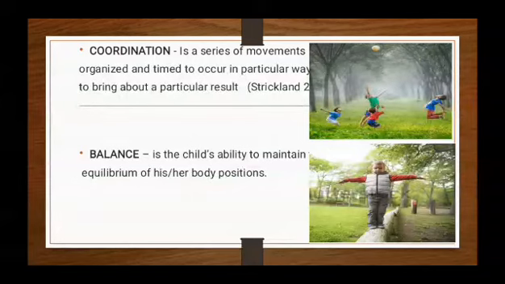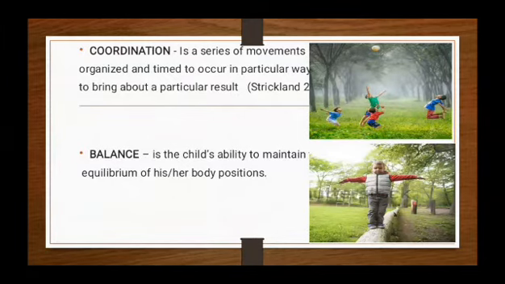Let us look into the definitions of different motor skills. Coordination is a series of movements organized and timed to occur a particular way and bring about a particular result, by Strickland, 2000. The more complex the movement is, the greater the coordination required. Children develop eye-hand and eye-foot coordination when they play games and sports.